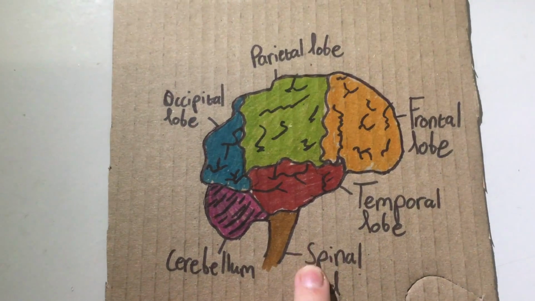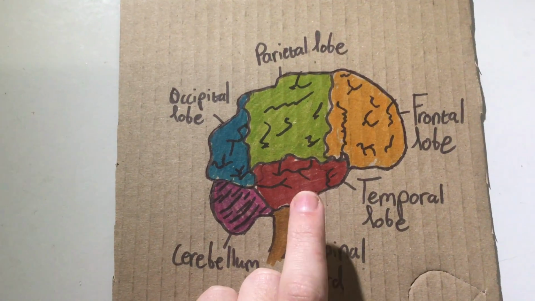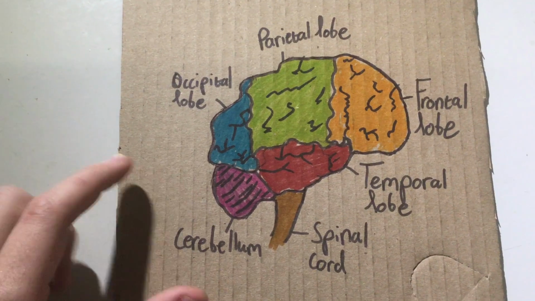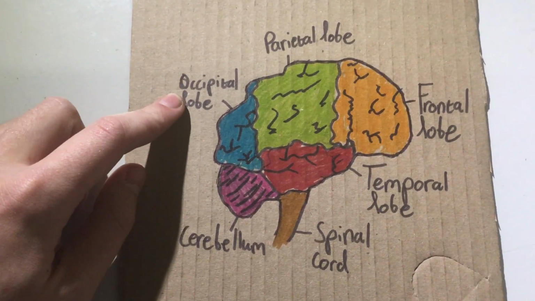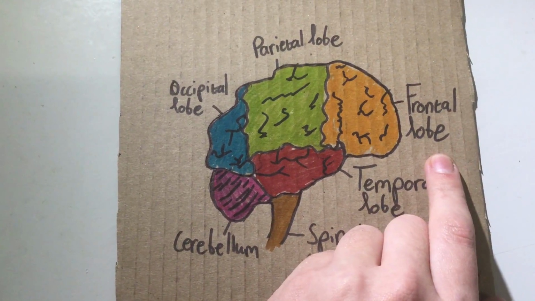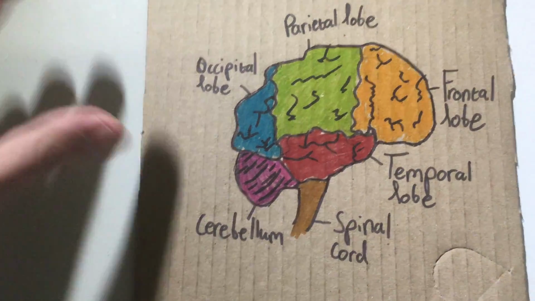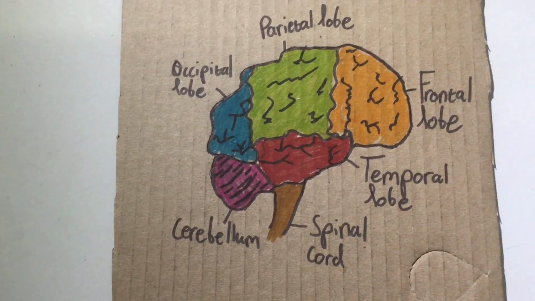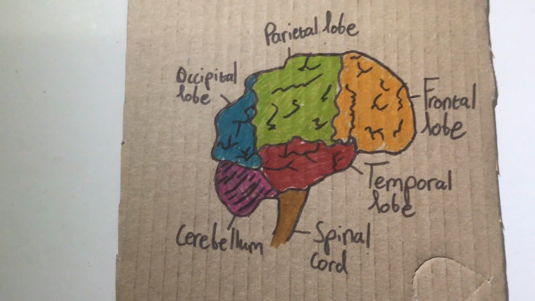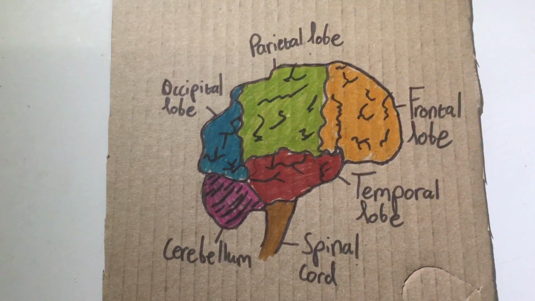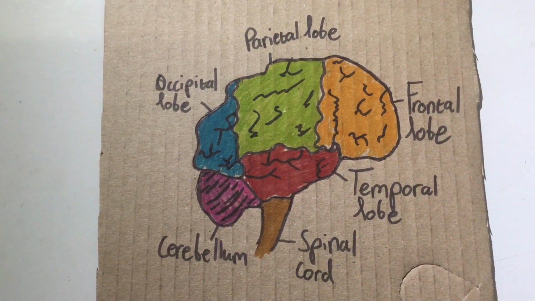So it has down here the spinal cord, which goes up and connects to the temporal lobe, and right beside the cerebellum. It has the occipital lobe at the back, and here we have the frontal lobe obviously at the front, and then the parietal lobe in the middle. It has all six parts of the brain, and the spinal cord can also be known as the brain stem. And each part of the brain is responsible for different things.